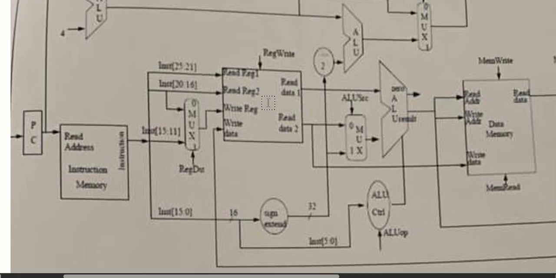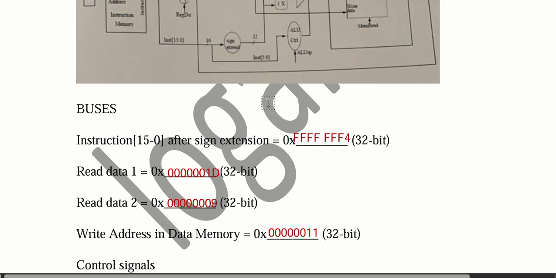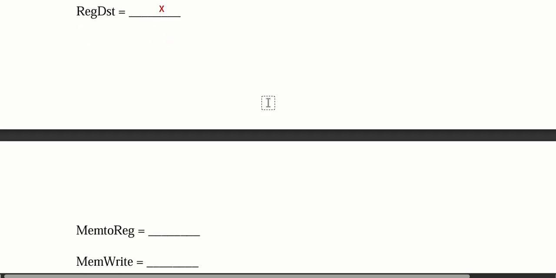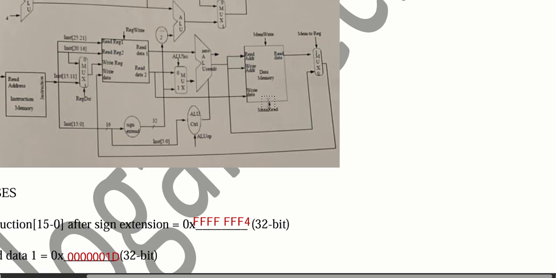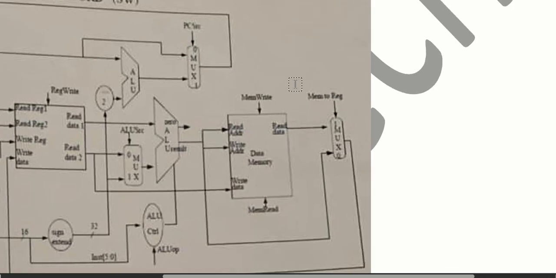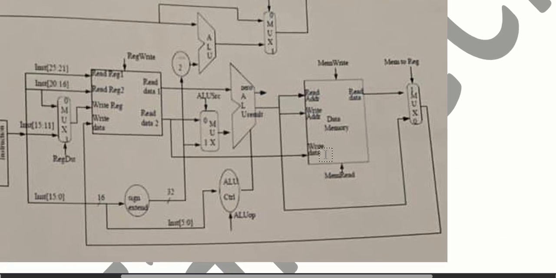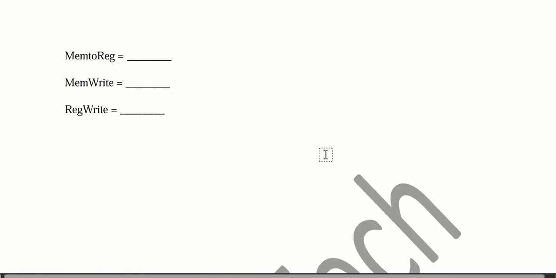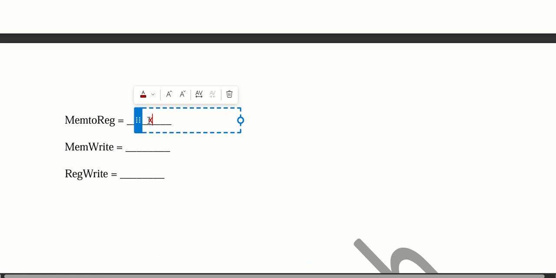Then the next part is MemtoReg. MemtoReg, I think, is at the end here. Now we don't write to a register, so we don't care what comes from memory and goes back. So we can put a don't care for that one as well.